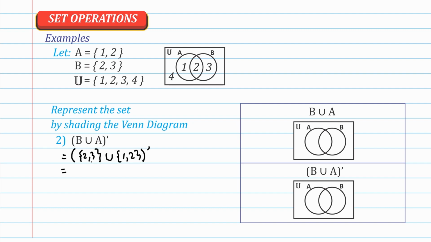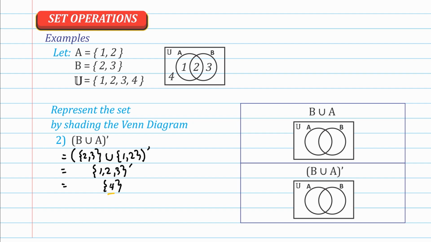Union means you combine. So let's combine 2, 3 and 1, 2. So we have 1, 2, 3 combined in increasing order. Don't forget, prime. When we say prime, it's the complement, meaning outside 1, 2, 3. What is the number outside 1, 2, 3? It's 4. Therefore, you have it. That's the answer. We only have 4 in that set.